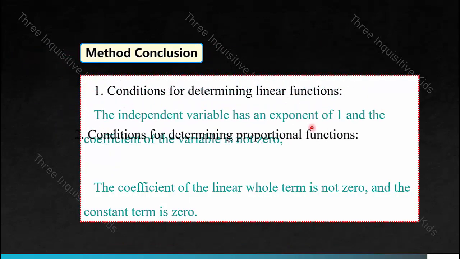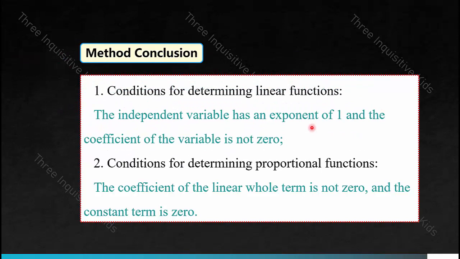Method conclusion. Conditions for determining linear functions: the independent variable has to have an exponent of 1, and the coefficient of the variable is not 0. Conditions for determining proportional functions: the coefficient of the linear term is not 0 and the constant term is 0.